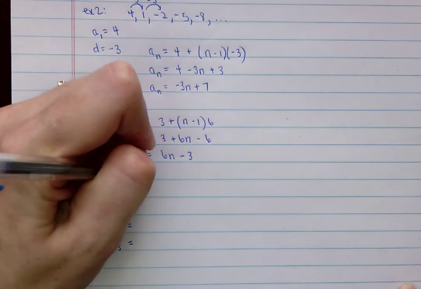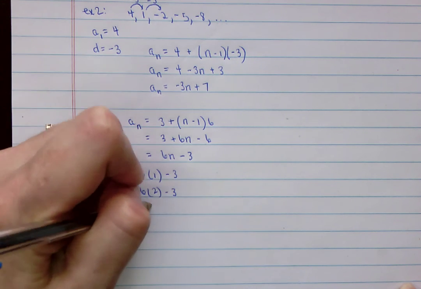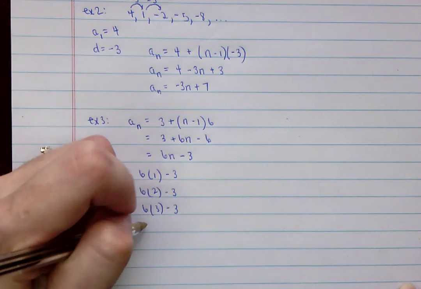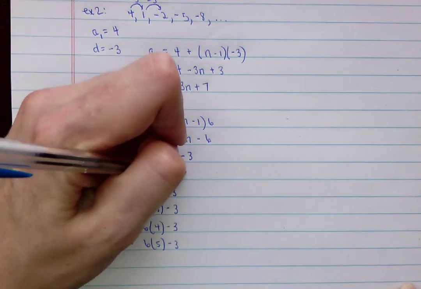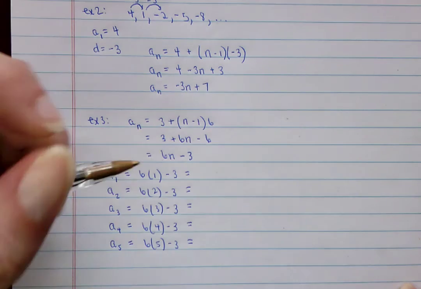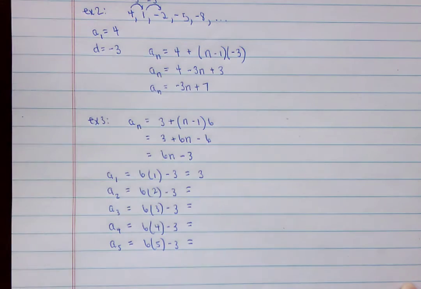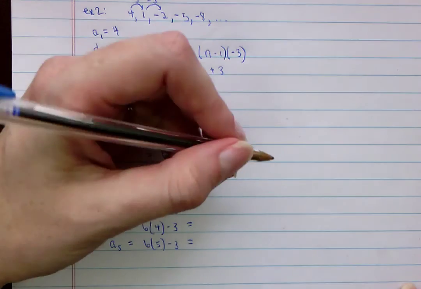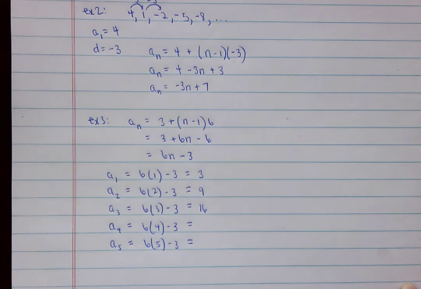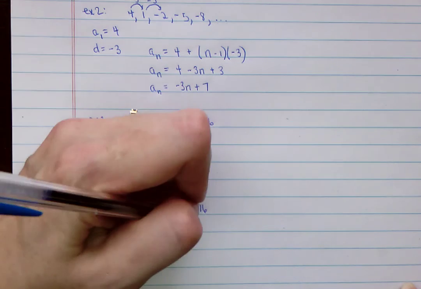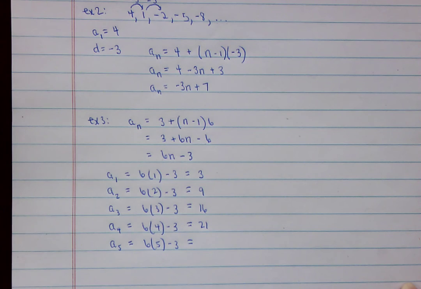So this is 6 times 1 minus 3. This is 6 times 2 minus 3. 6 times 3 minus 3. 6 times 4 minus 3. And finally 6 times 5 minus 3. If you find each of these answers, you'll get the first 5 terms. So this is 6 minus 3, which is 3. 12 minus 3, 9. 18 minus 3, 16. 24 minus 3. And we've got 30 minus 3.